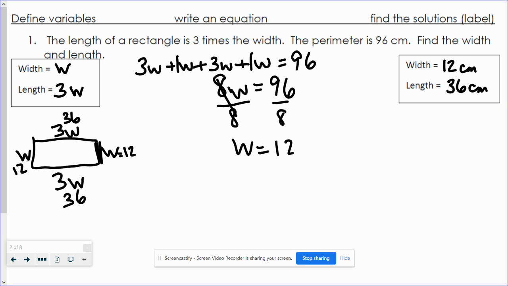So what we needed here, the three parts, we're going to, on the left side, we're defining our variable. We're picking a letter that we're going to use for the whole problem. And then in the middle part, we're going to write our equation and solve it. And then on the right side, that's where we put our answers with our labels.